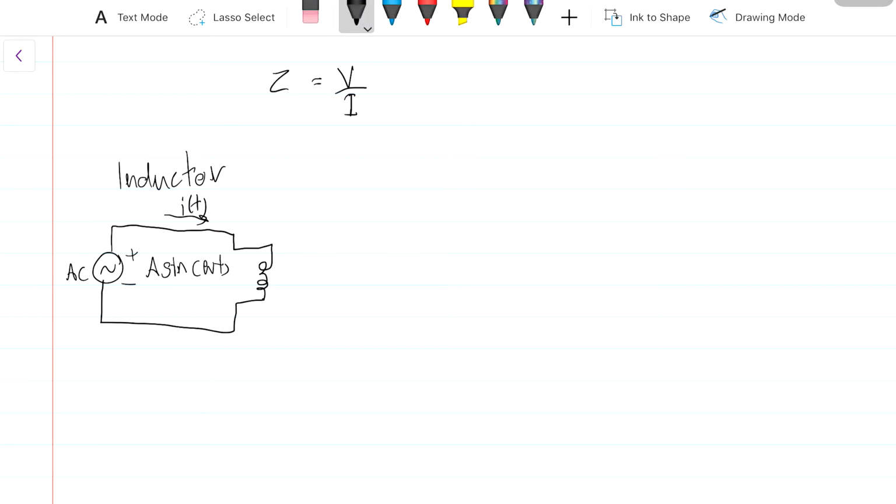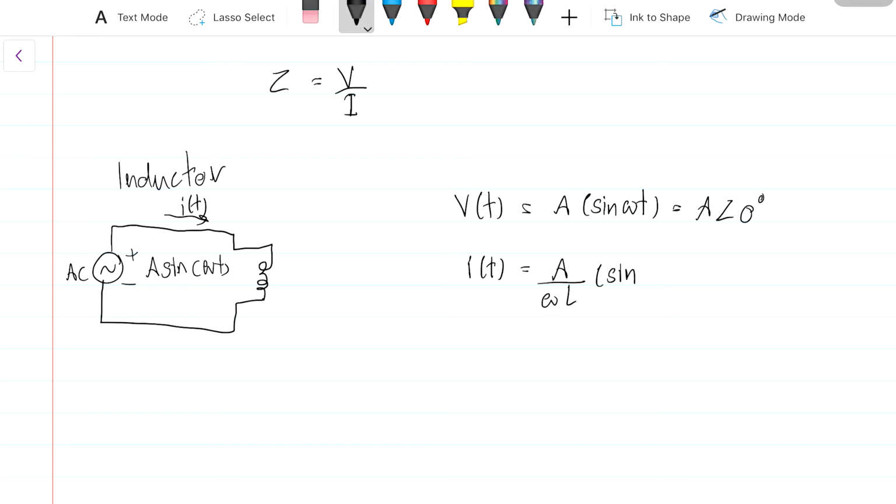Okay, the V(t) of the impedance equation is A sine omega t, or equal A with the angle of 0 degrees in the vector format, and I(t) of the impedance equation is A over omega L times sine omega t minus pi over 2, equal A over omega L with the angle minus 90 degrees.